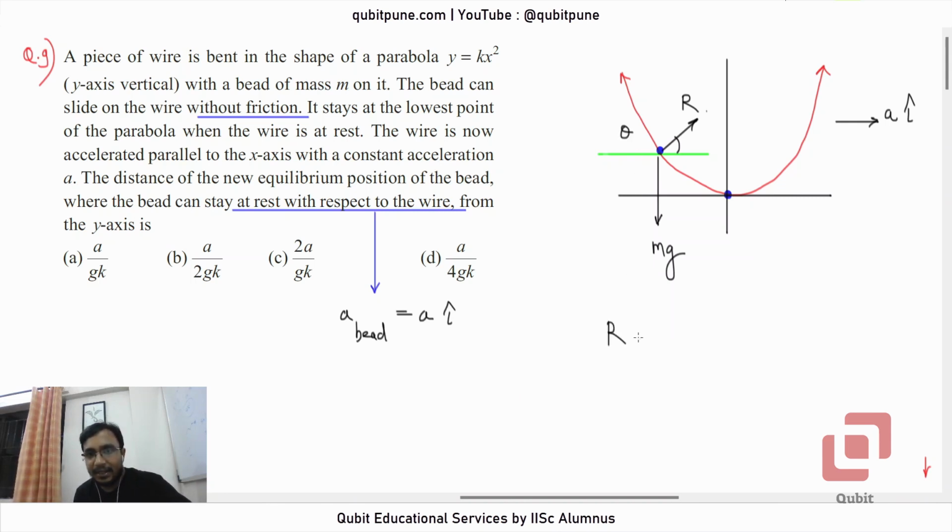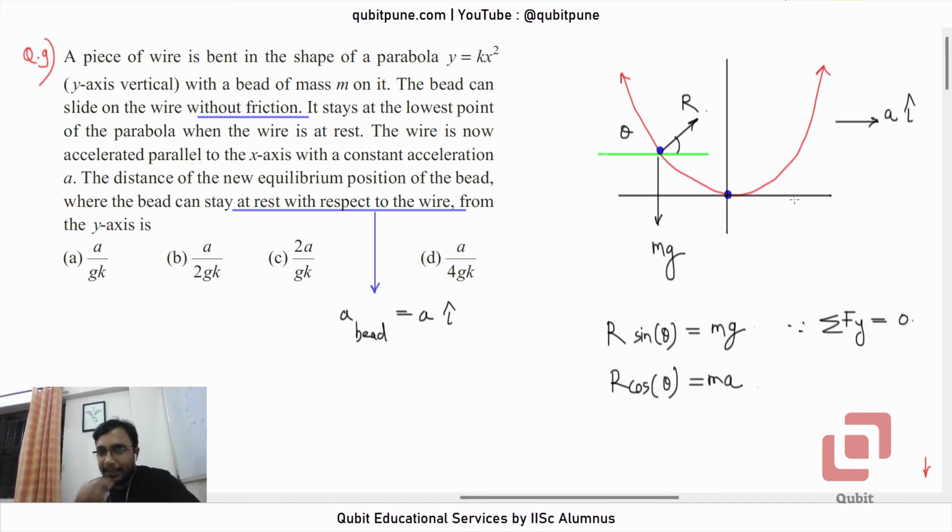Can I say that r sin theta equals mg? Right, r sin theta equals mg because summation Fy equals 0. The bead is accelerating in the x direction, so r cos theta will be m into a. That a is the acceleration of the bead.